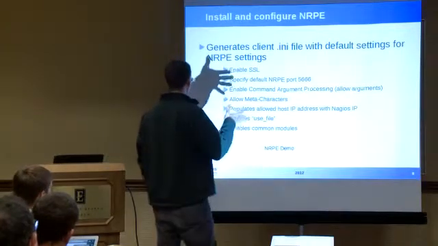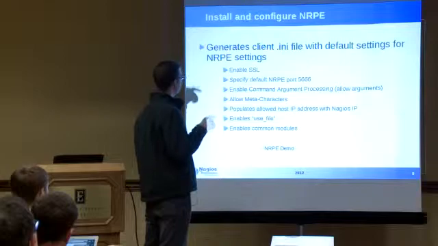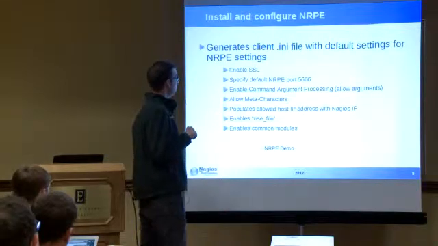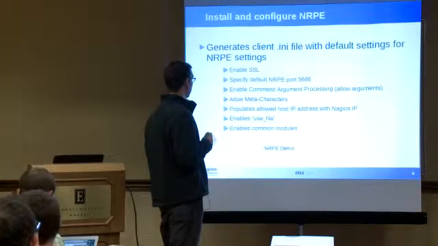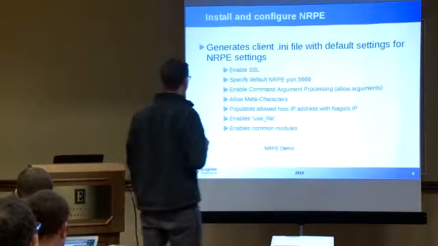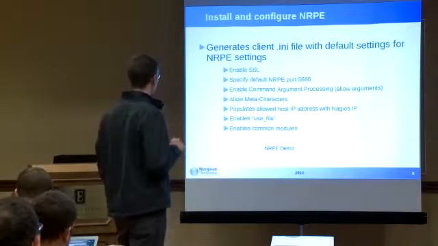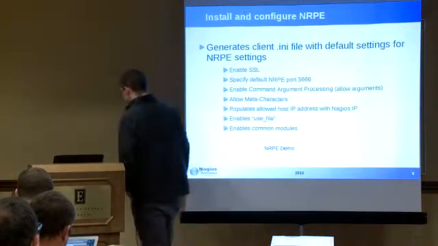So basically, here are all of the common settings that it enables in the INI file. It enables SSL, it defaults the ports, enables command argument processing, allows meta characters, populates the allowed host IP with the Nagios IP, enables use file, and also enables the common modules for check NRPE.